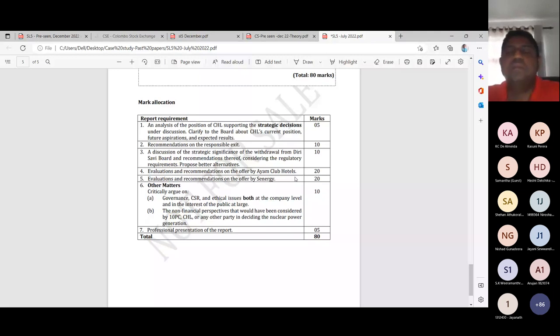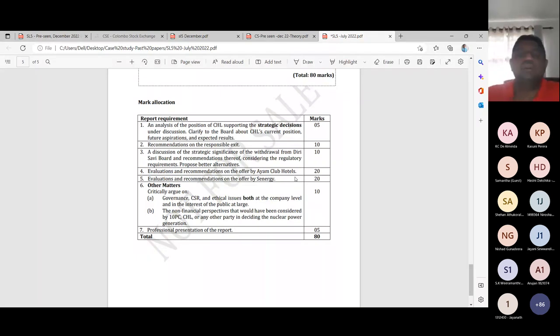But ultimately, you will get a maximum of 5 marks. That's not sufficient, right? So here you can see this recommendation, responsible exit, 10 marks. Then discussion on the strategic significance of the withdrawal from the DRSI board and recommendation thereof, considering the requirement, propose better alternatives, evaluation recommendation on the offer by IM Club Hotel, 20 marks.